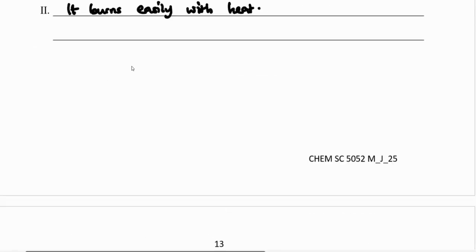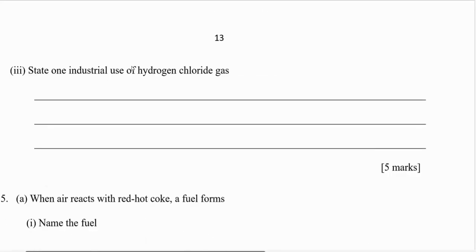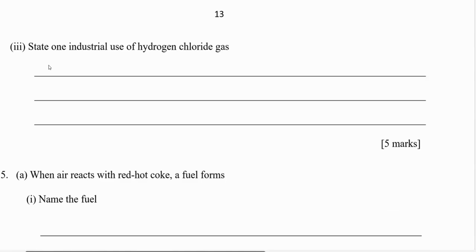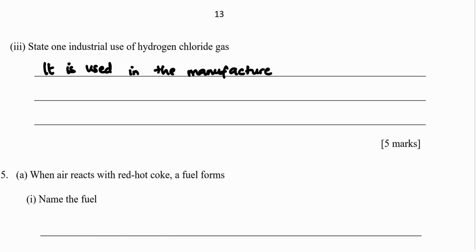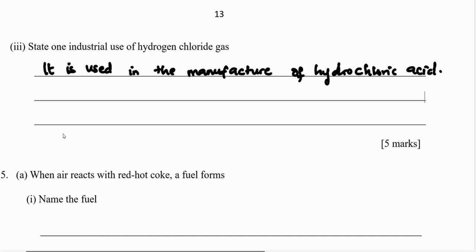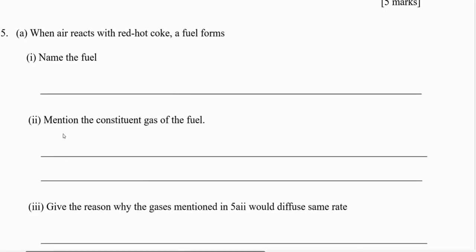So the next question says, state one industrial use of hydrogen chloride gas. Okay. So it is used in the manufacture of hydrochloric acid. Okay. And the next question says, when air reacts with red hot coke, a fuel forms.